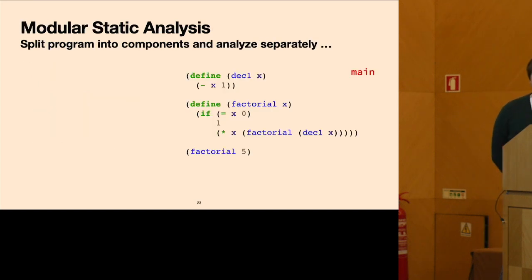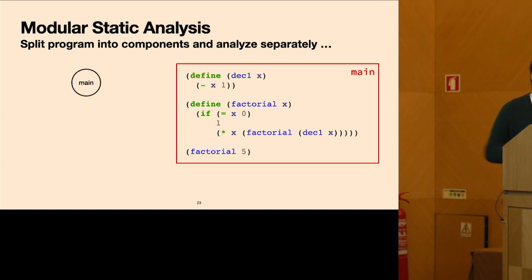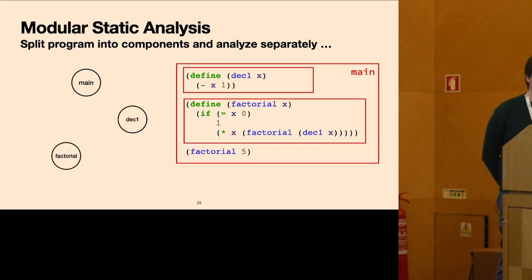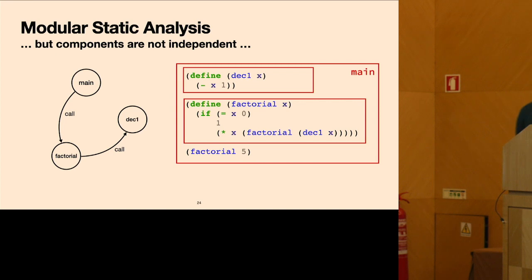A second ingredient of our static analysis is modular static analysis. In this approach, instead of analyzing the program as a whole, we split the program into multiple parts. For example, here, we consider the main function as a part or component of the application. Then we consider the decrement1 function as a component, the factorial function, and that's it. The idea is that in that analysis, we could analyze those independently and then combine the results together. However, this is not always trivial, because components are not really independent.